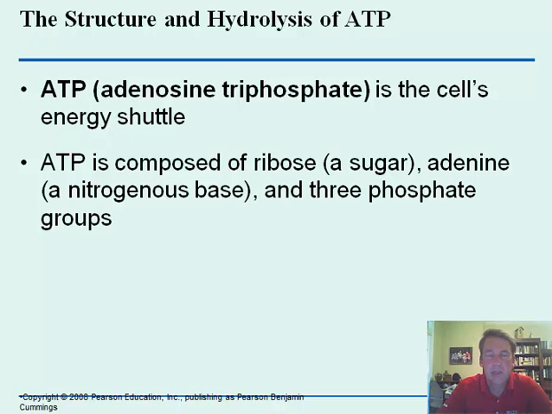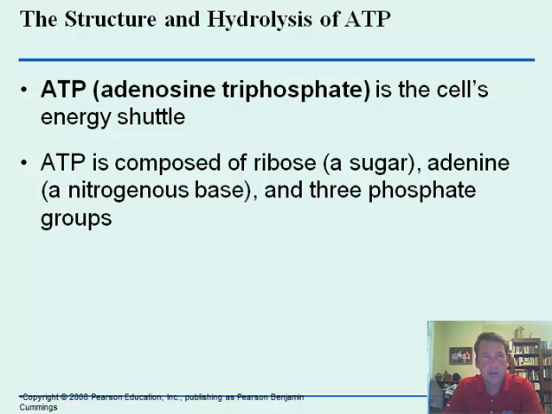It can also be referred to as the energy currency molecule, but basically it holds most of its energy in the bonds that hold the phosphates together. So we need to understand something about the structure of this molecule. It's composed of a sugar, ribose, a nitrogenous base, adenine, and it's got 3 phosphate groups.